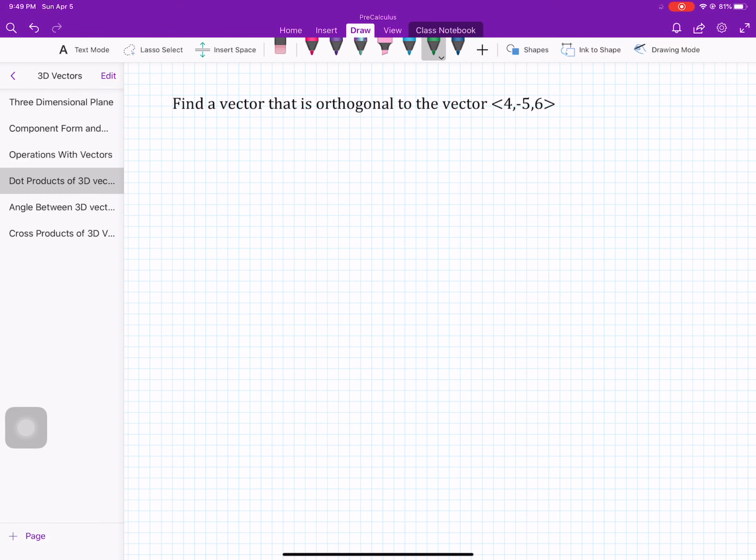Another way of thinking about it is find a vector that is orthogonal to this vector. Now it is kind of important to note that there are an infinite number of orthogonal vectors to this vector. It doesn't really matter what the numbers are unless you're given a specific dimension or magnitude that you're going for.